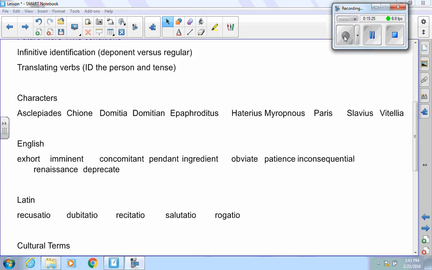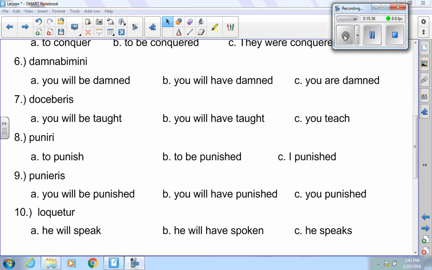Infinitive identification already did. Translating verbs, identifying the person and the tense, as well as whether or not it's a deponent verb. Let's look at some of those. On 6, 7, 8, 9, and 10, I have mixed in some deponents, I have mixed in some regular verbs, and I've mixed in some of the passive forms. So go through there and see if you can get the right answers.